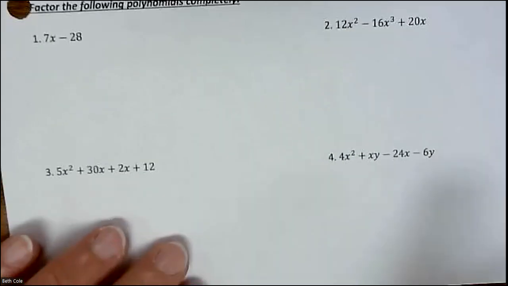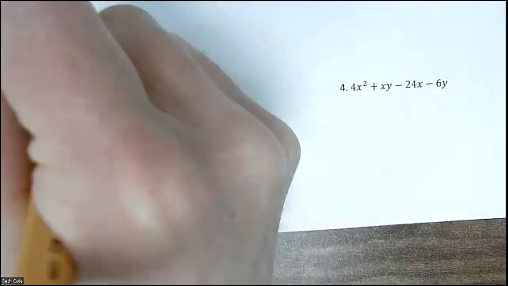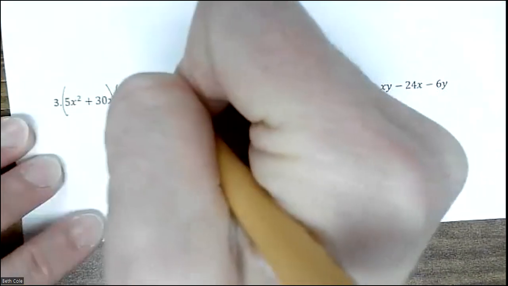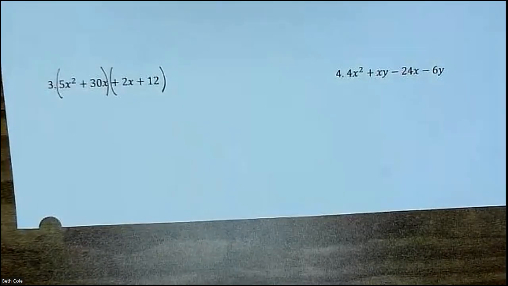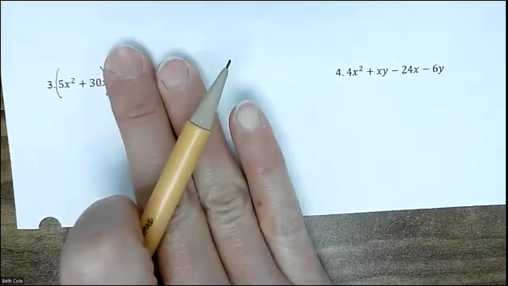Good, perfect. 3 and 4. Let's start with those ones. All right. Put parentheses around the first 2, parentheses around the second 2. Again, grouping is the easiest to identify because it has 4 terms. All right. I'm going to cover this up.